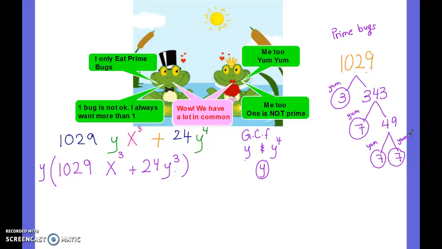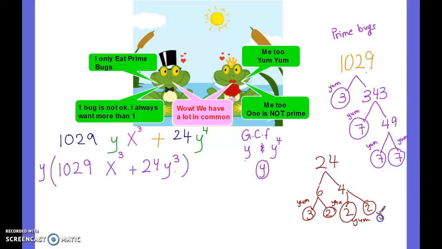Now, let's factor 24. 24 is a lot easier because it's a smaller number. Again, we have my other frog. It's going to jump. You can use 6 and 4. None of them is prime, so the frog is going to let them fly by. And then she jumps again. 3 and 2, both prime. So the frog will swallow these bugs. And then 2 and 2, also prime. So the frog will, of course, swallow these bugs.